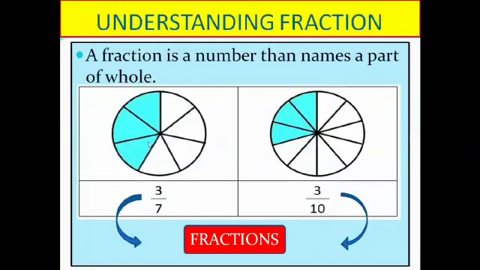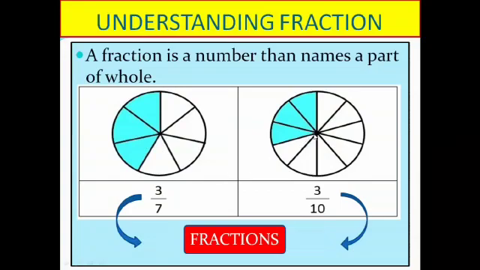Look here, I have a figure in front of you in which the circle is divided into 7 equal parts: 1, 2, 3, 4, 5, 6, and 7. Out of these 7, 3 parts are shaded. So I can represent this figure as 3 upon 7.